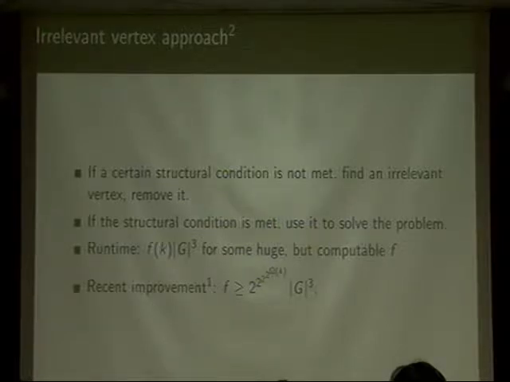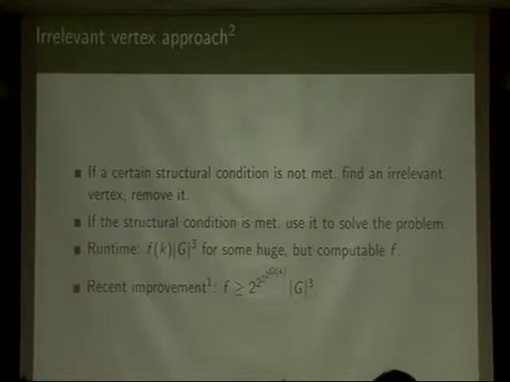So we can recurse this approach: we get a graph, okay, the structural condition is not met, find an irrelevant vertex, remove it, do it again, remove. At some point, we will have removed enough vertices that the structural condition is met, and then we can solve it with a dynamic programming approach on tree decompositions or something.